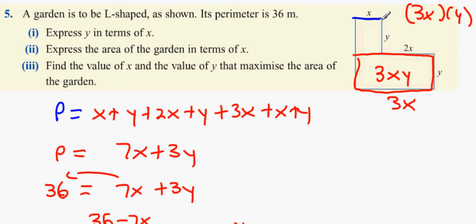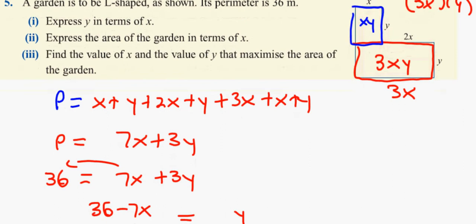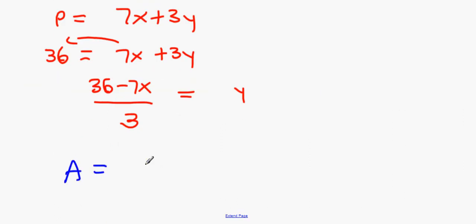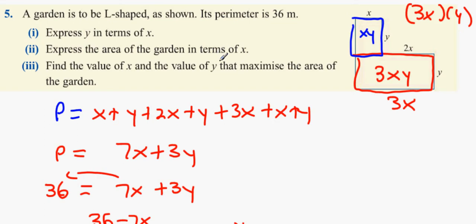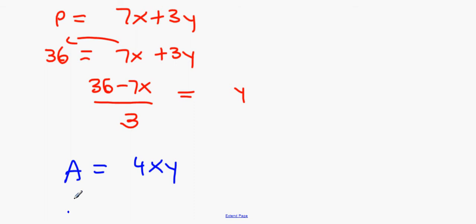Next thing is we're going to do the area of this blue part here, which is length of x and width of y, which is going to get me xy. Add them together, I'm going to get 4xy. Area equals 4xy. Now it says it wants the area in terms of x only, so what we're going to do is substitute in the y value.